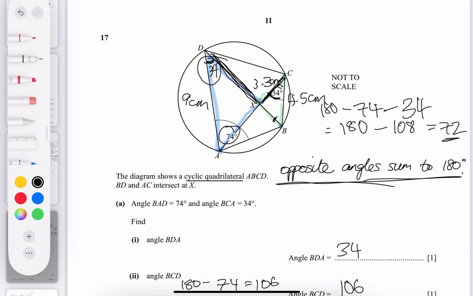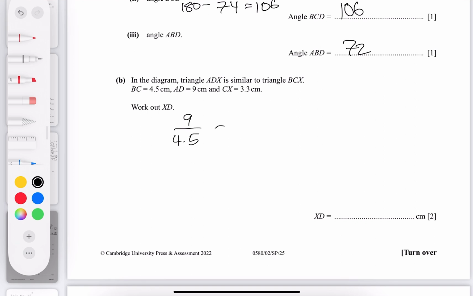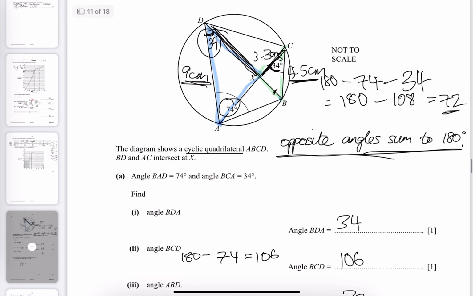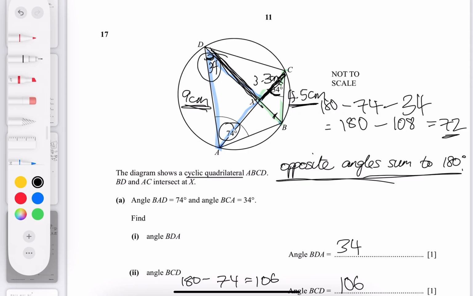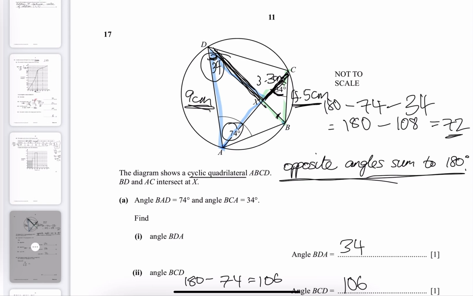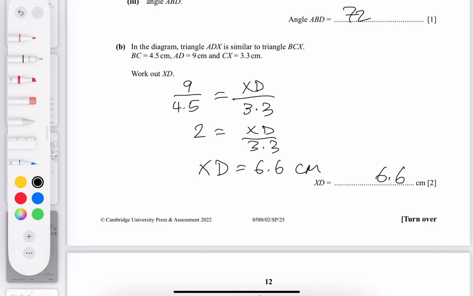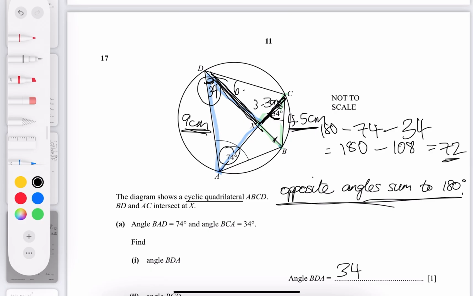Okay, so already we can see that the ratio between the similar triangles is 2, because 9 divided by 4.5 is 2. So if we want to put this as a formula, 9 divided by 4.5 is equal to XD over CX, which is XD over 3.3 centimeters, because those two are corresponding sides and the scale factor is 2. So 2 is equal to XD over 3.3, and so XD is 6.6 centimeters. So the answer there is 6.6 centimeters.